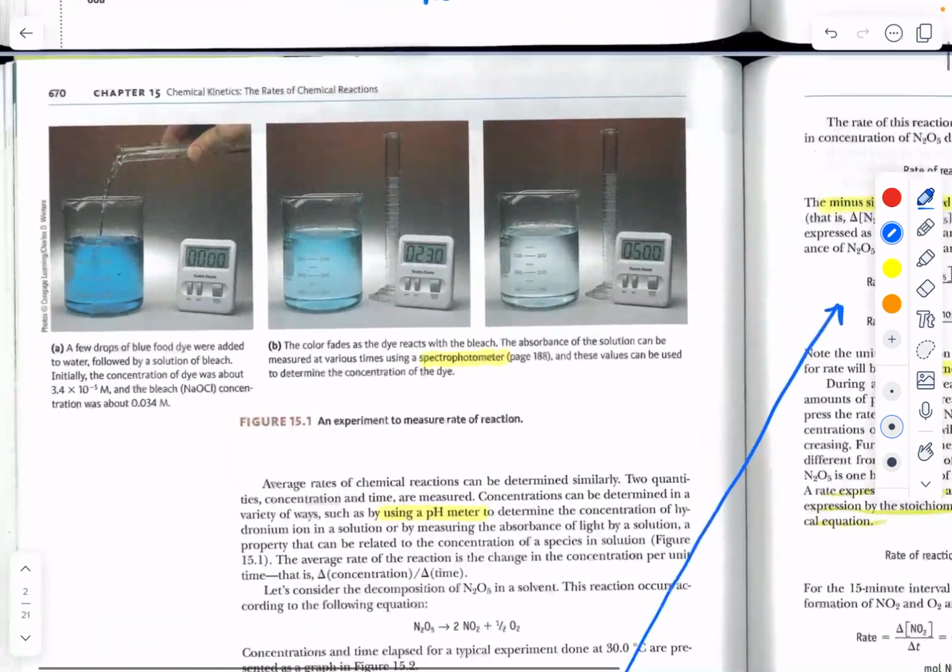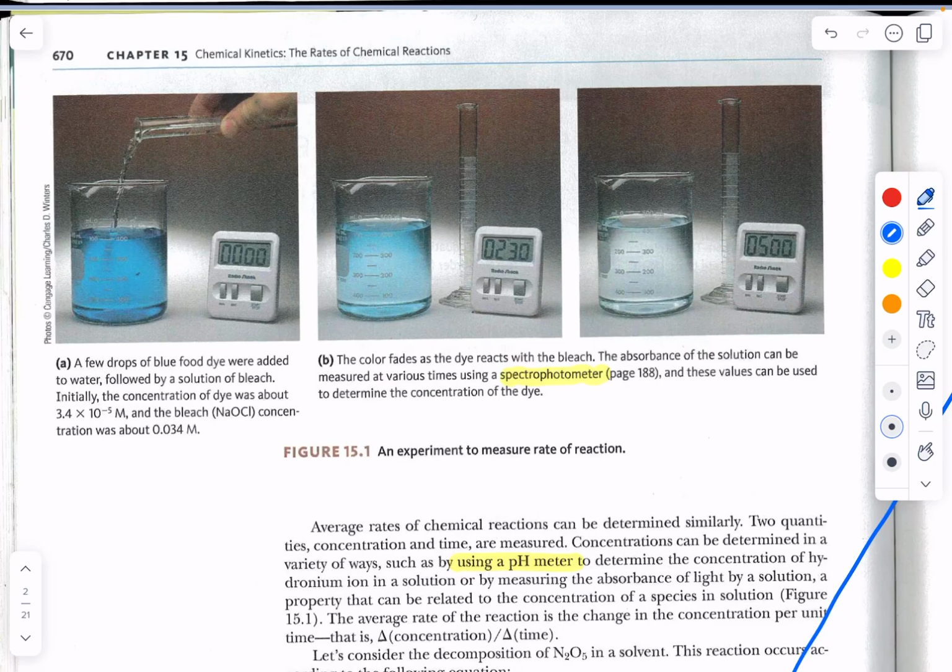If we look at this picture right here, we have some blue food dye that's being added to water. So we have a blue water solution, and then we add bleach. So here's the bleach coming down. And as we add the bleach, a reaction takes place. Bleach is sodium hypochlorite. And you'll notice that the color fades, or to use a play on words, the color gets bleached. And later on, it is even clearer yet. Over here, it's even clearer.